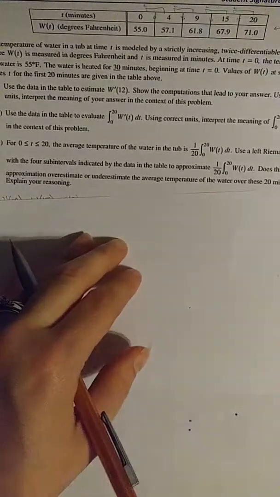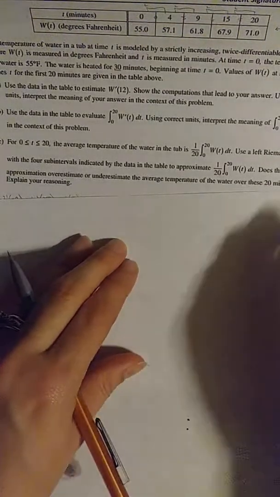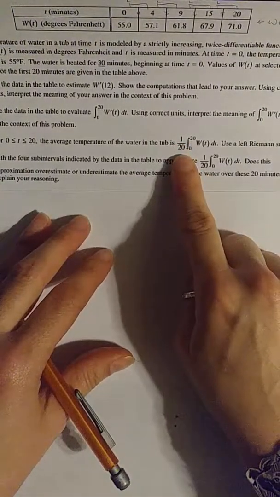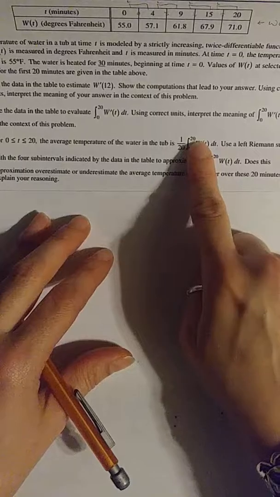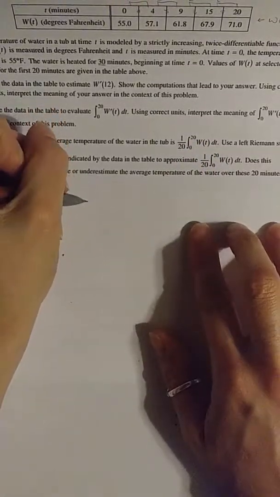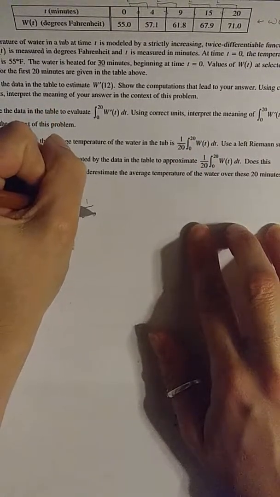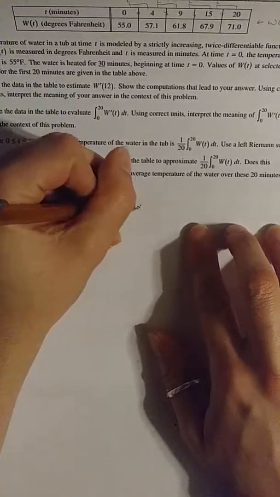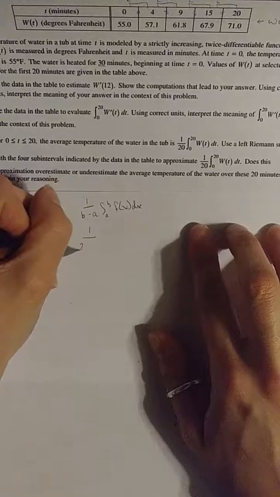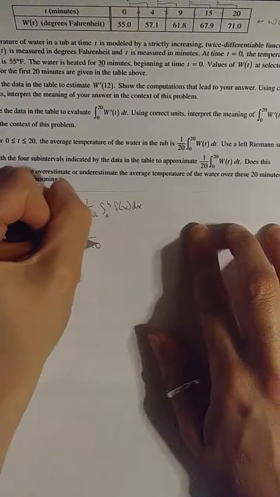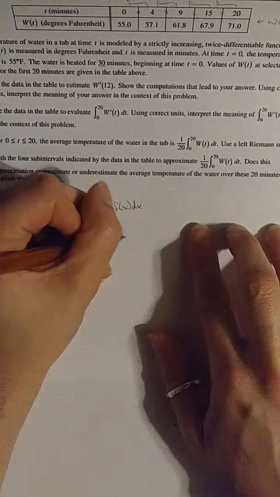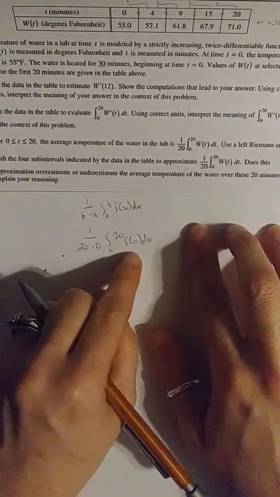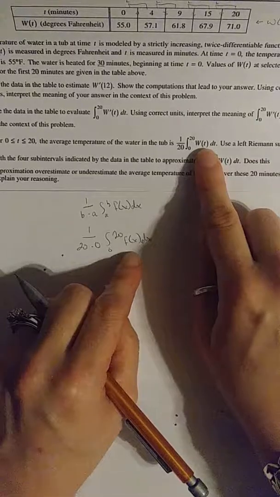Okay? So here, even though it doesn't necessarily look like it when you first see it, we've got 1 over 20, the integral from 0 to 20. So they've done this math for you. If this is 1 over b minus a times the integral from a to b of a function, then this is 1 over 20 minus 0 times the integral from 0 to 20 of our function, okay? Now, it's not f of x dx, it's w of t dt, which is fine.